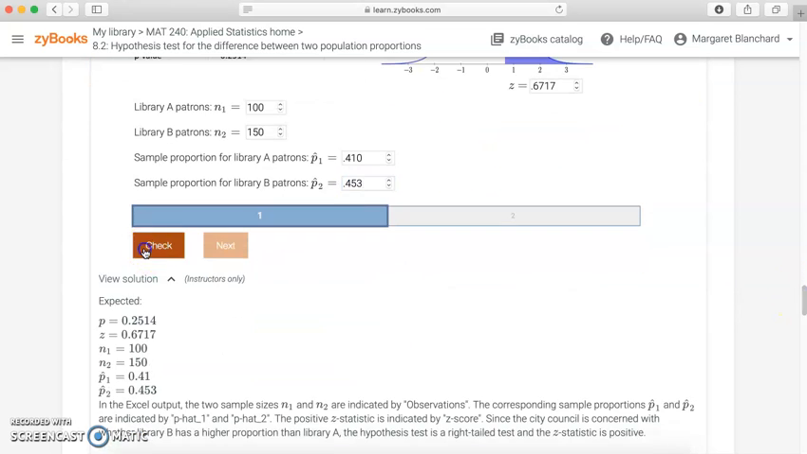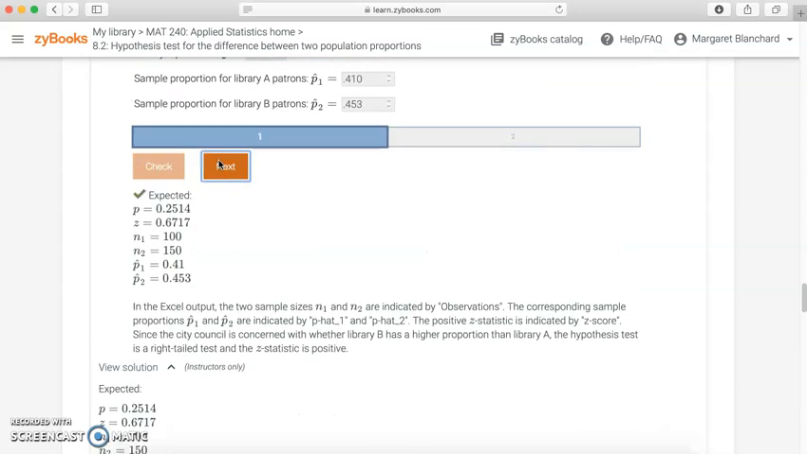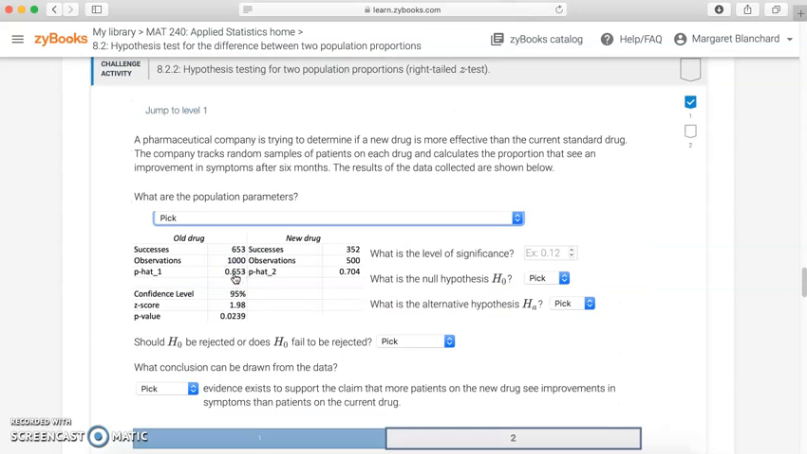Let's check that answer. Green check mark, that's always good to see. Let's go to the next one.